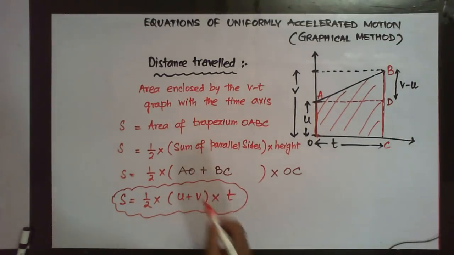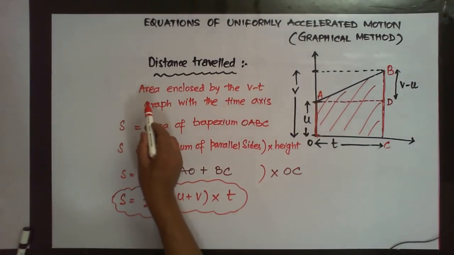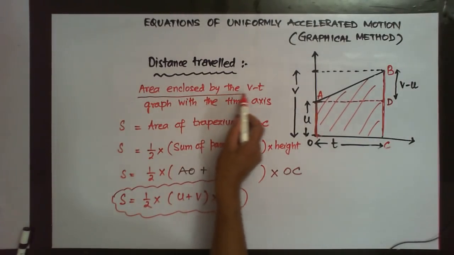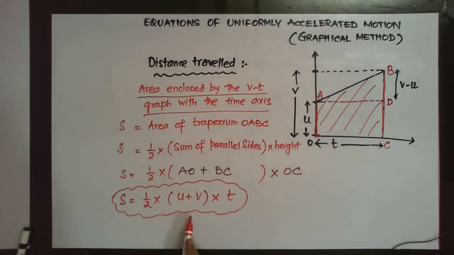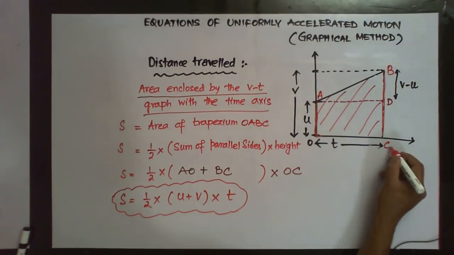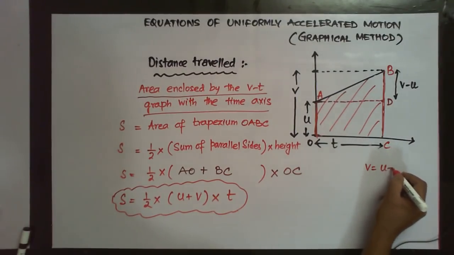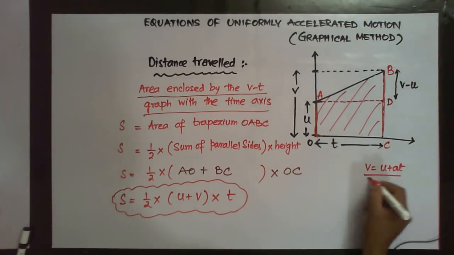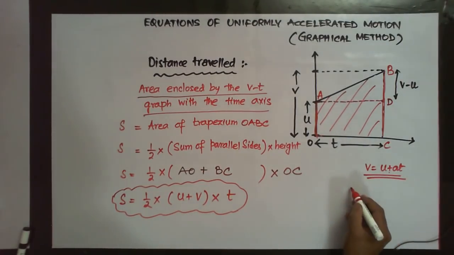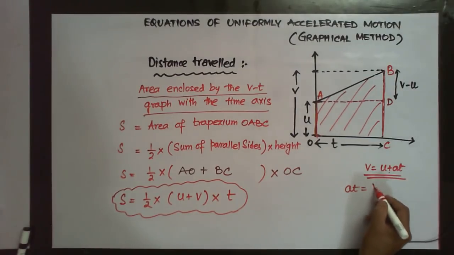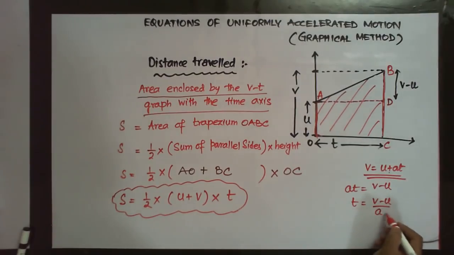Now we have already talked about distance traveled. We find the distance traveled by finding the area enclosed by the VT graph with the time axis. So we get S is equal to half (U plus V) into T. Now in the previous equation we had used V is equal to U plus AT. From this equation we can get AT is equal to V minus U, or T is equal to V minus U by A.